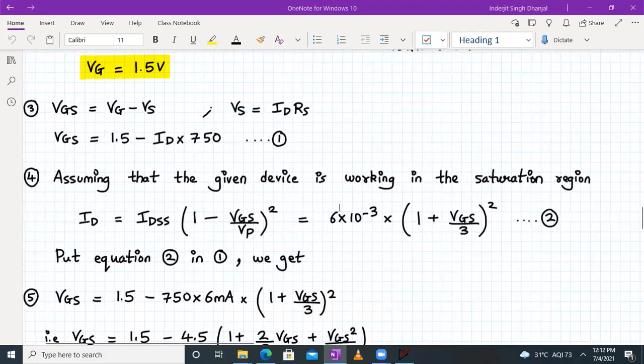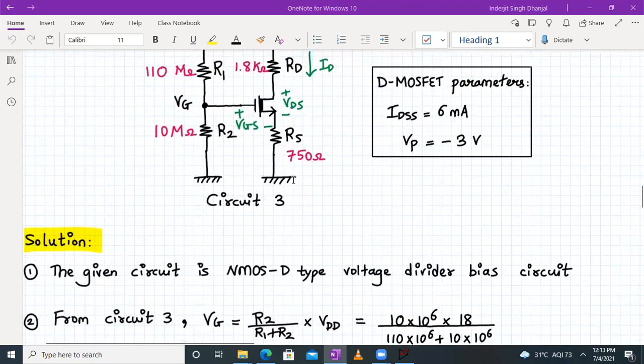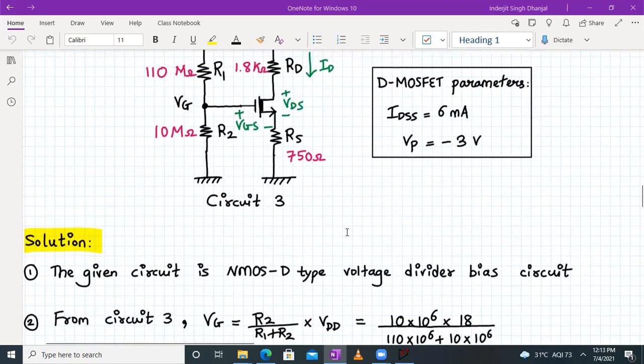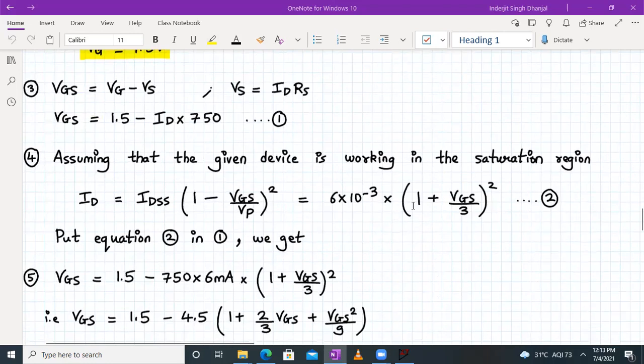Now we assume that the given device is working in the saturation region. Hence ID will be equal to IDSS into (1 minus VGS upon VP) the whole square. Over here the VP value is given as -3, so we get a modified equation: ID is equal to 6 milli into (1 plus VGS upon 3) the whole square. So we have this equation number 2.